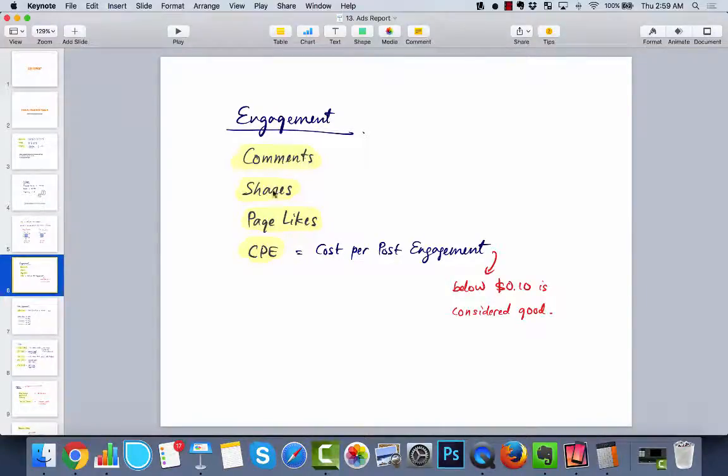Here are some metrics that relate to engagement. Comments, the number of shares, number of page likes, and CPE, which is cost per post engagement. When you are running PPE ads, this is the metric that you want to look at. My benchmark is that if the CPE is below 10 cents, it is considered good. If your CPE is very high, your ad might target the wrong audience. So CPE below 10 cents is an indicator for how I see my PPE ads performance.